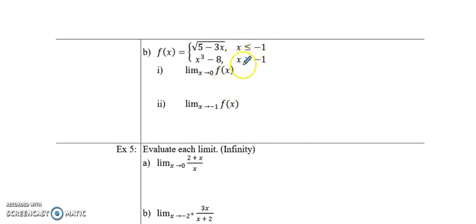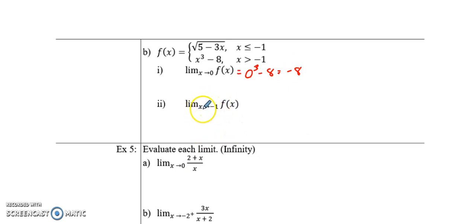Now with this function, same thing. Let's go ahead and take a look at it. The limit as x approaches 0 of f of x. Well, where's 0? Clearly, it's in the second piece. x at 0 is greater than -1, so we could use direct substitution: 0 cubed minus 8, and we get -8. No problem. What about the other piece?